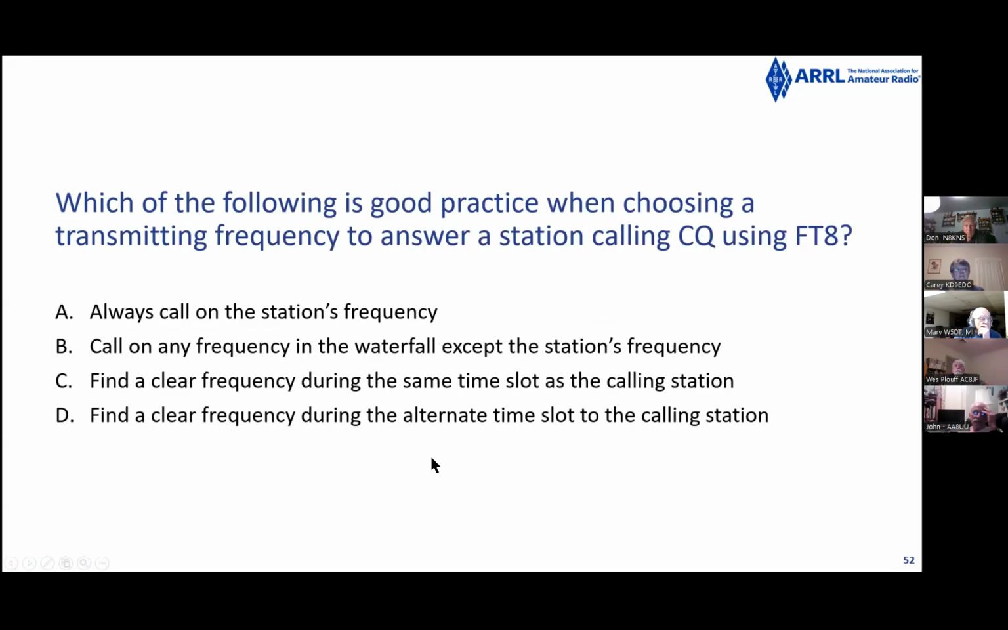Which of the following is good practice when choosing a transmitting frequency to answer a station calling CQ using FT8? A, always call on the station's frequency. B, call on any frequency in the waterfall except the station's frequency. C, find a clear frequency during the same time slot as the calling station. Or D, find a clear frequency during the alternate time slot to the calling station.